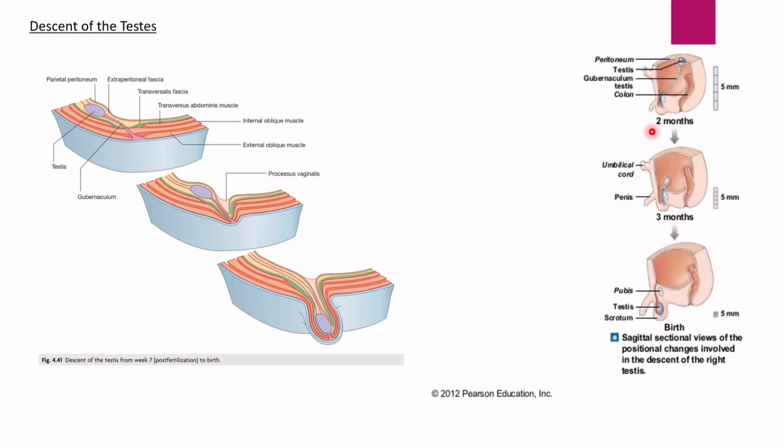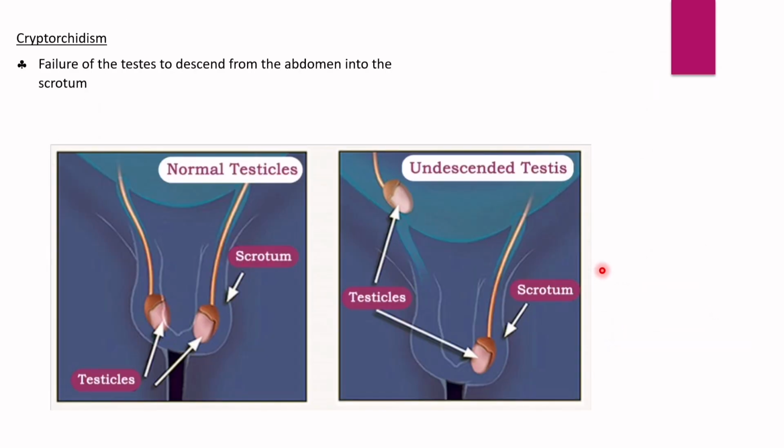Initially these testes are found in the abdominal region in uterine life. Then at birth they descend into the scrotal sac. If they fail to descend into the scrotal sac, we call that condition cryptorchidism. The testes perform optimally for sperm production in the scrotal sac, which has a temperature which is 1 to 2 degrees lower than the temperature in the what?